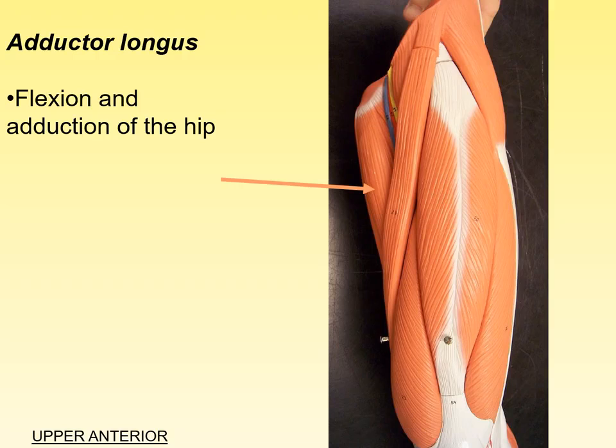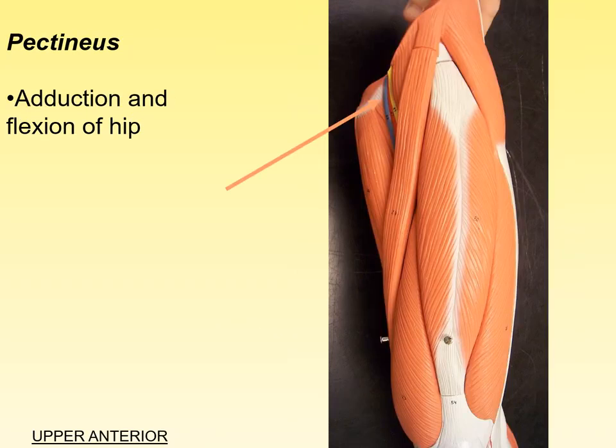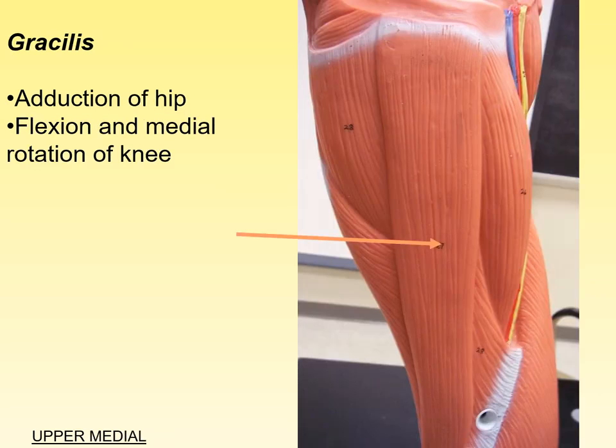The adductor longus, as you can see over here, is about flexion and adduction of the hip. The adductor magnus, flexion and adduction of the hip. It's this large muscle under here, as the name implies, magnus. The pectineus is adduction and flexion of the hip as well, as you can see pointed out by the arrow. Soleus is adduction of the hip and flexion and medial rotation of the knee.